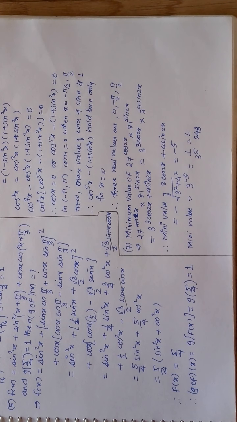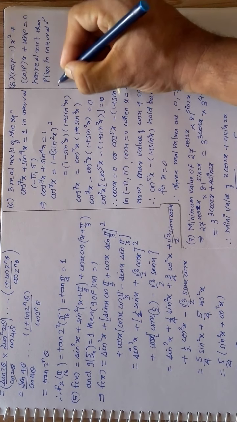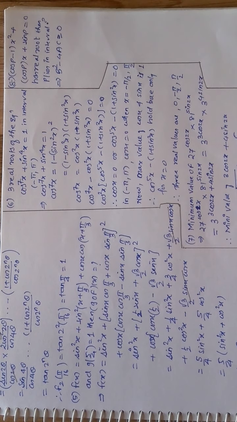Okay. Now the last question I will be solving up to some part and will leave you with an assignment. Let me read the question for you. It says cos p minus 1 x square plus cos p into x plus sin p is equal to 0. This equation, obviously the variable over here is x, has a real root. Now a quadratic equation has a real root if and only if b square minus 4ac is greater than or equal to 0.